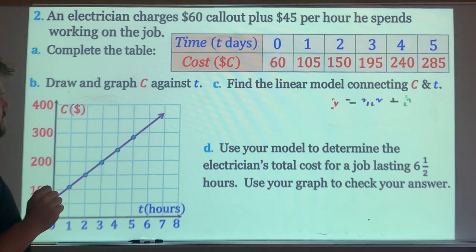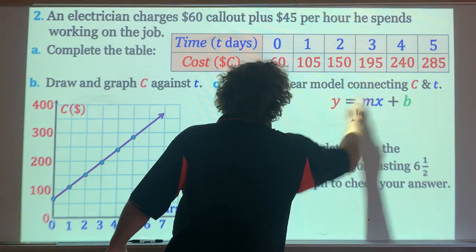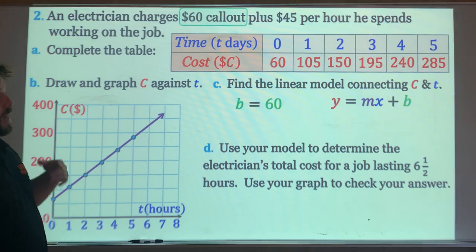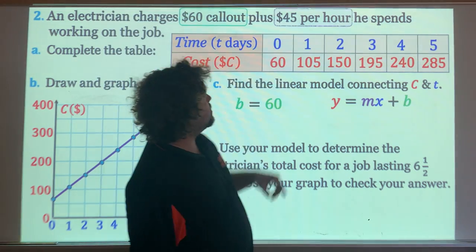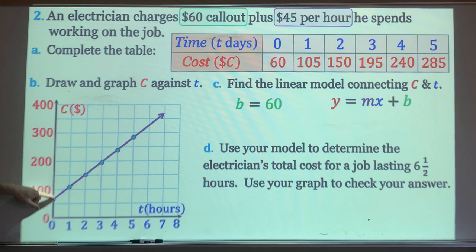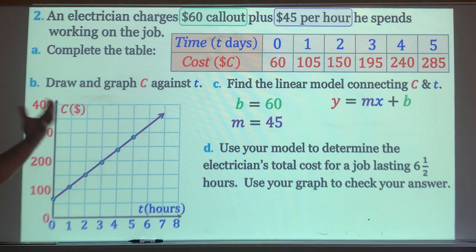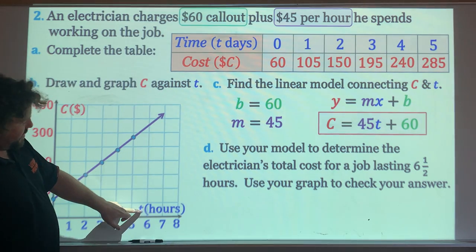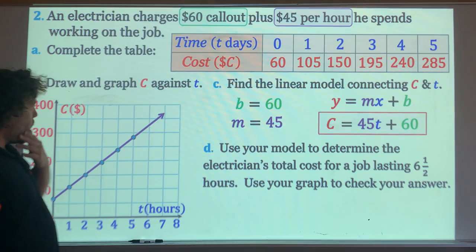First thing you need to do is y equals mx plus b. So what is our y-intercept? Our y-intercept is the initial amount at zero. Well, what did we say that was? The call-out fee, $60. So that's your initial amount, the y-intercept. Your slope, you're going up and over. Now our slope is how much he spends per something. You don't have to do any math because it tells you $45 per hour. So you're up 45 over 1, up 45 over 1, up 45 over 1. So our slope is 45. Y equals 45x plus 60, but our y is our C, and instead of x you put t, so C equals 45t plus 60.